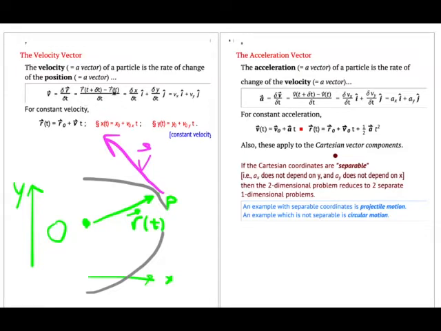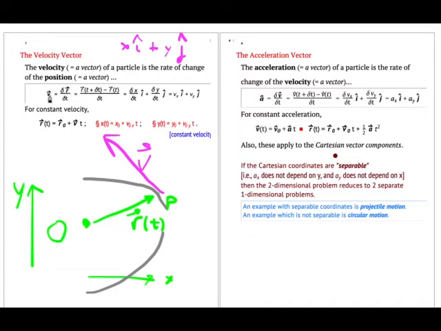Now remember, r is x i hat plus y j hat, where x and y are the coordinates. Now x and y will be changing in time, but i and j do not change in time. I set up this coordinate system with y in one direction and x in another direction, and I never change that. But the coordinates for the position of the particle will be changing. So those will depend on time.